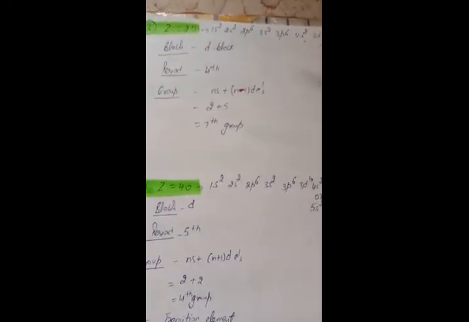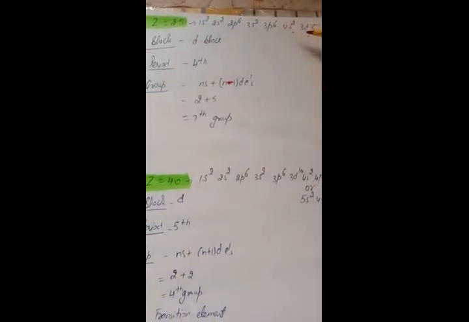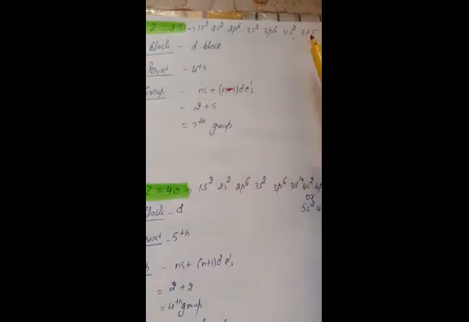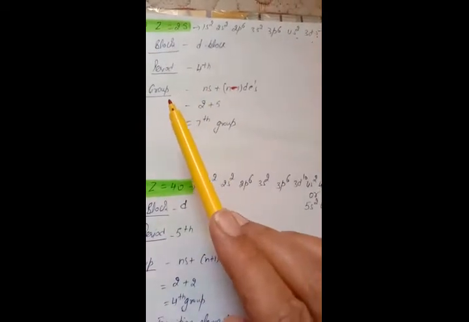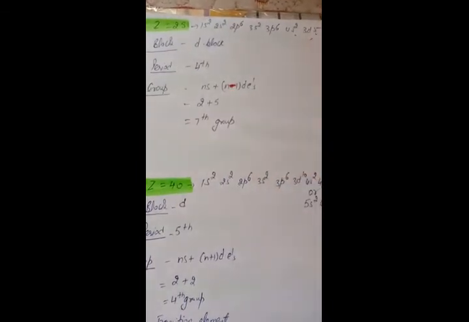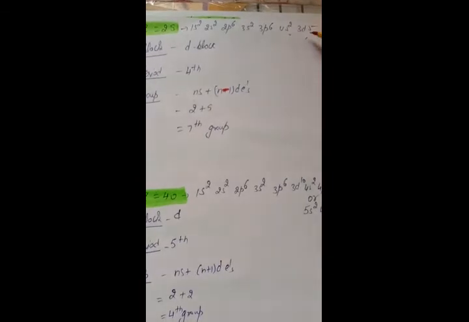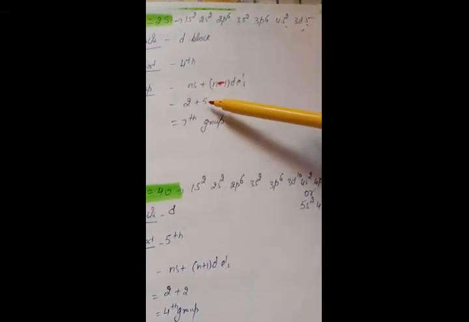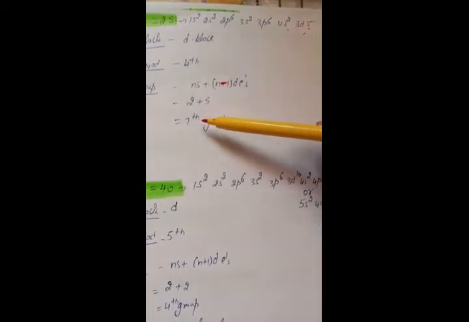Again listen, it's a d block element because the last electron enters into the d subshell. So block is d block, the highest n number is 4, so its period is 4th, and for its group we write the formula ns plus (n minus 1)d electrons. See here, how many s electrons are there? 2, and the number of electrons in the d subshell is 5, so we sum them up, 2 plus 5, its group is 7th.